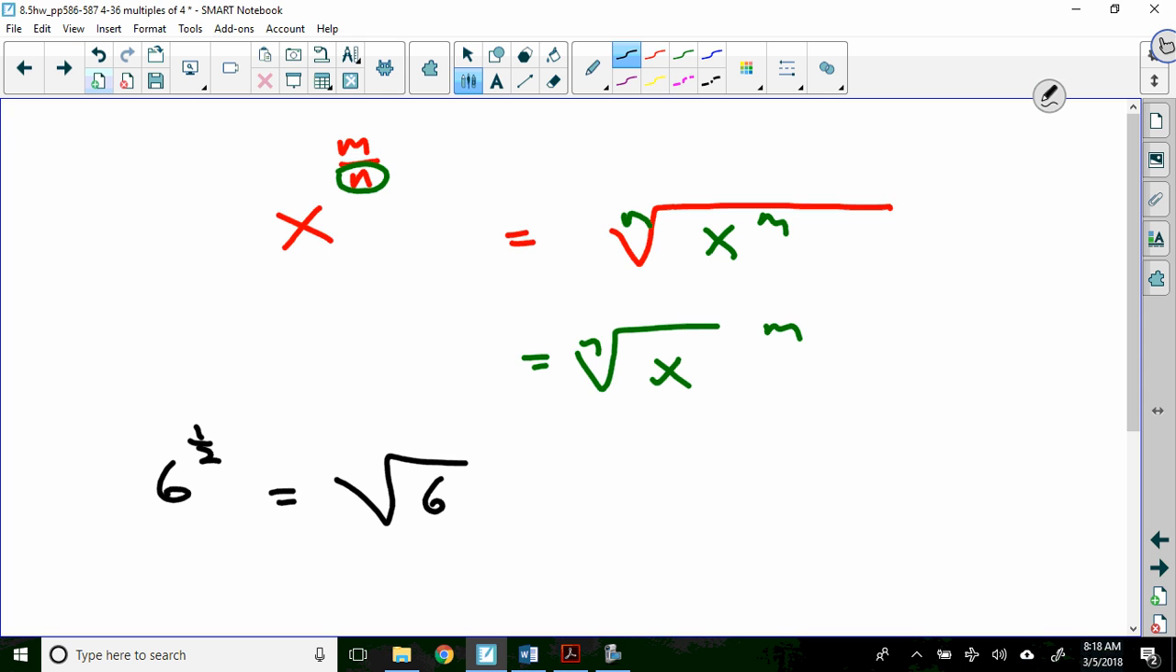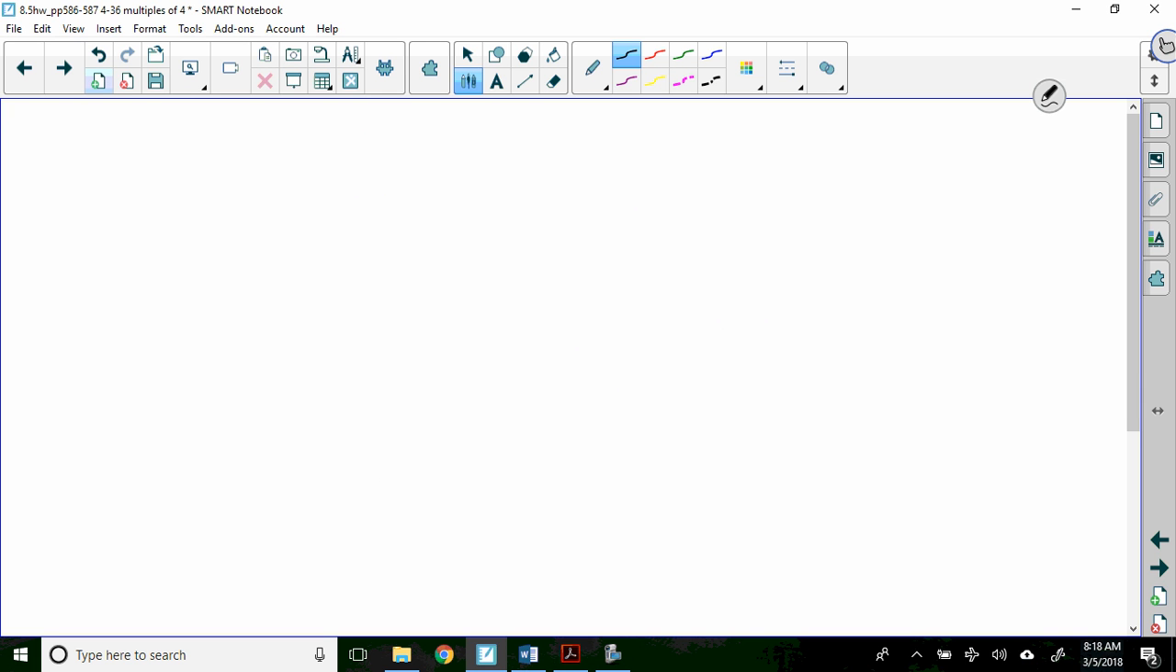Matter of fact, in chapter 6, we're going to be simplifying something like the cube root of 81 x to the 5th, y to the 6th.